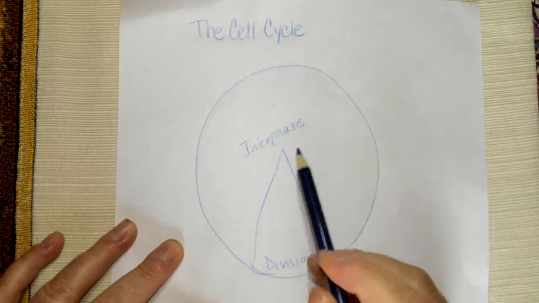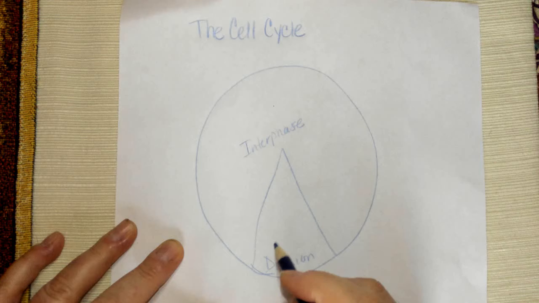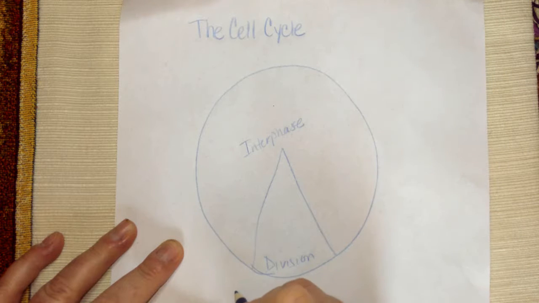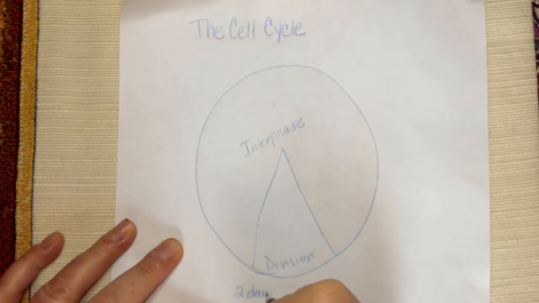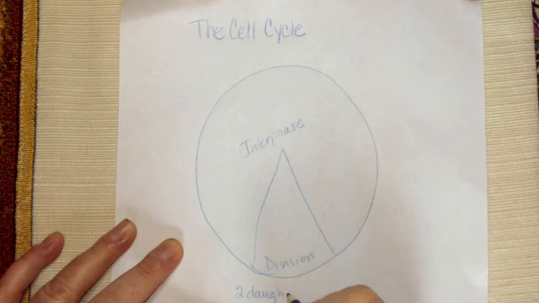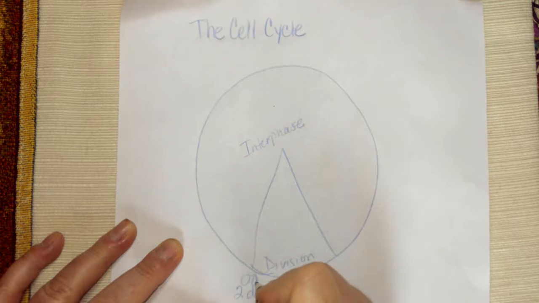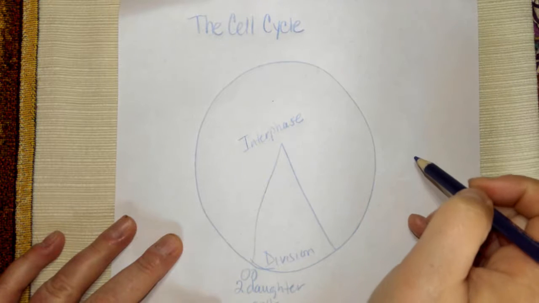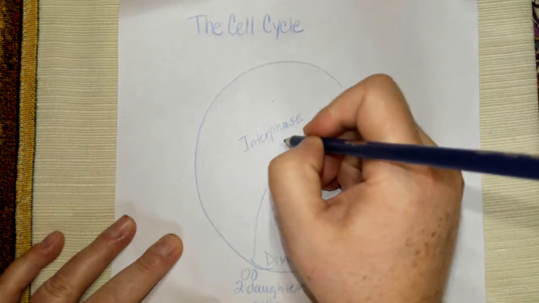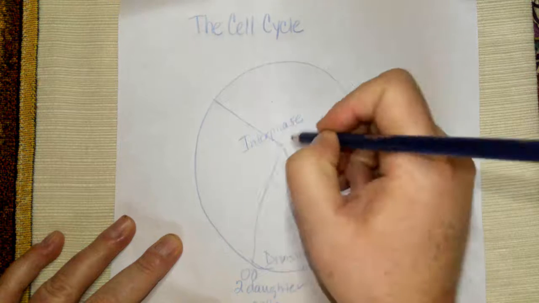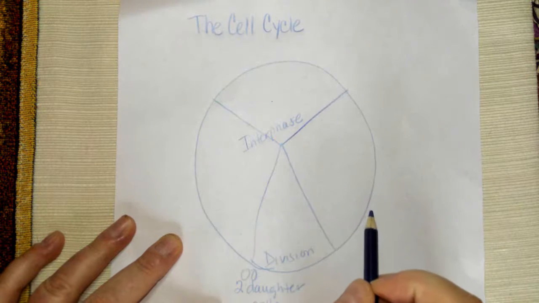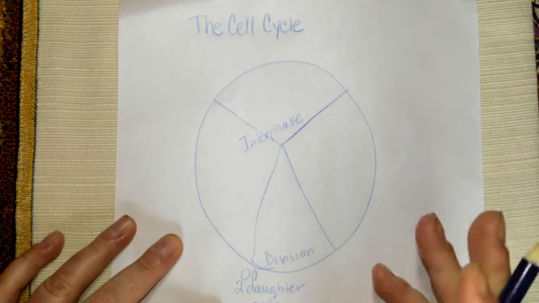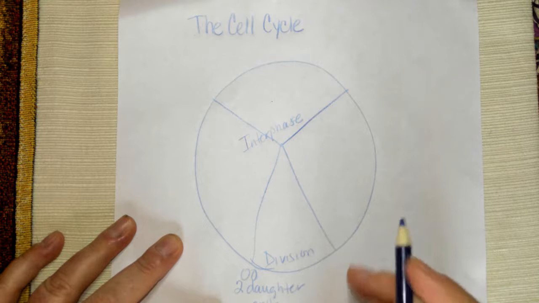Now, what happens when a cell divides is you get two identical daughter cells. So you're going to end up with two daughter cells that are identical. And each of these are going to go into interphase. So interphase is broken up into three different parts. Each of these parts is responsible for a different part of the cell growth and preparing to divide.